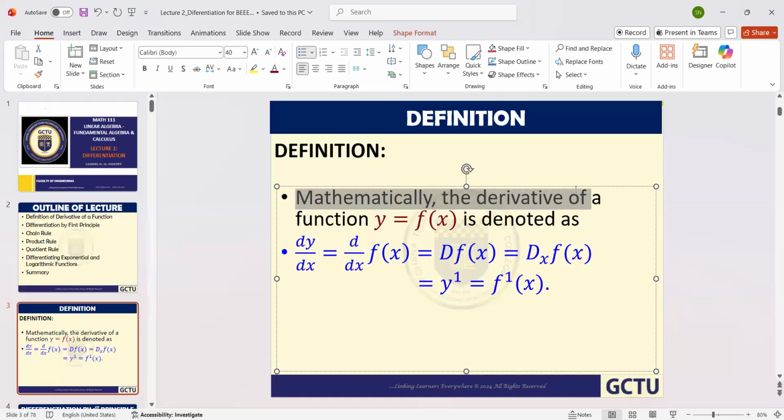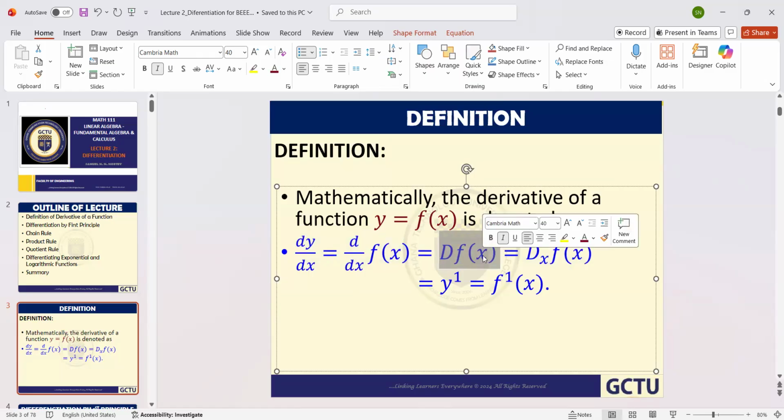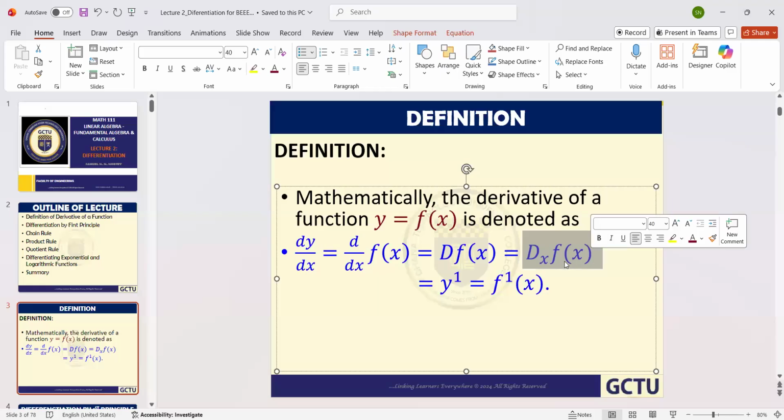Mathematically, if a function is given in terms of f of x, then its derivative is denoted as dy dx. Some books will say d f of x over dx, that is, differentiate with respect to x. Or when we use capital D multiplied by f of x, it also means dy dx. Or using D subscript x of f of x still means the differential with respect to x.